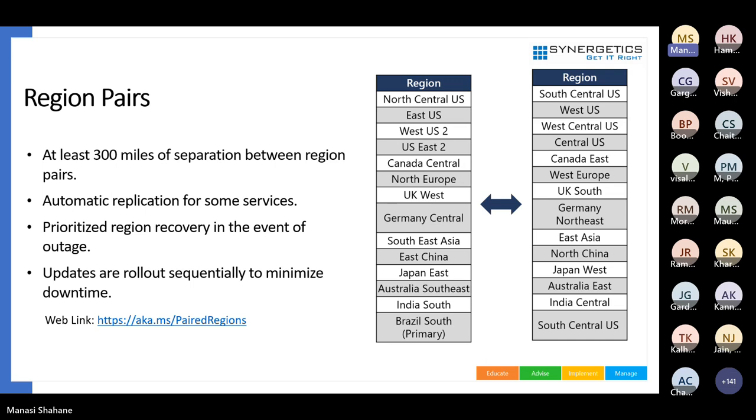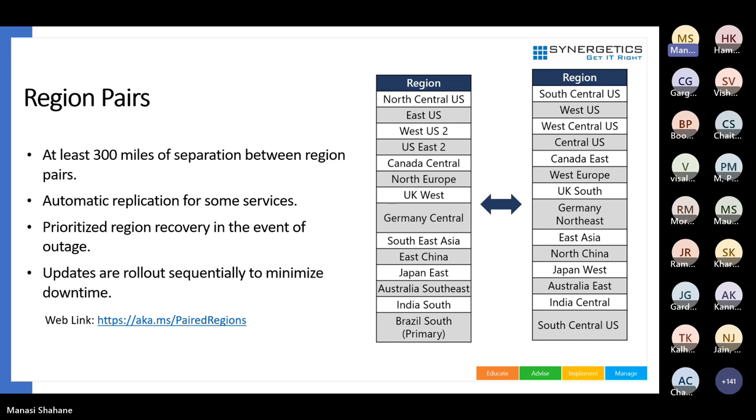But of course, there are other factors to it. If you pay more and you have a good SLA, you can expect little downtime, and so forth. Those factors do come into the picture. But keep in mind, if you have selected one region, there will be another region allocated to it, and that is called a region pair. These region pairs are separated by a distance of 300 miles.